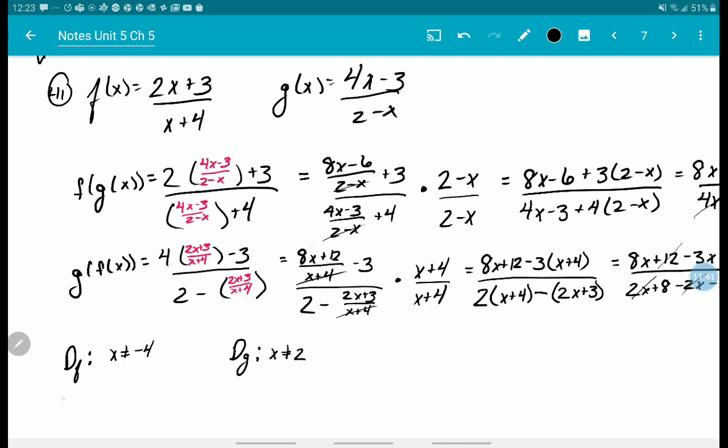Now, I want to analyze this a little bit further just for fun. Let's look at vertical asymptotes. That vertical asymptote for that first one would happen at x equals negative 4. What about for our g function? I'm going to rewrite this one so we know it's for f. So let's look at that g function. That vertical asymptote would happen at 2. Now let's look at the horizontal asymptote.